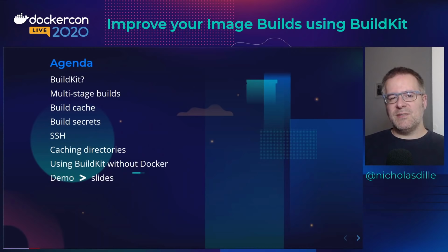Okay, so let's first start out with the question what BuildKit actually is, and then take a look at what it offers for your container image builds. For example, it offers improvements to the multi-stage builds and the build cache. It offers an easier handling of secrets during your build, and it even can persist cache directories from one build to another. And throughout this presentation we will be using the Docker CLI, but at the end I'll show you how to use BuildKit as a separate component without Docker.